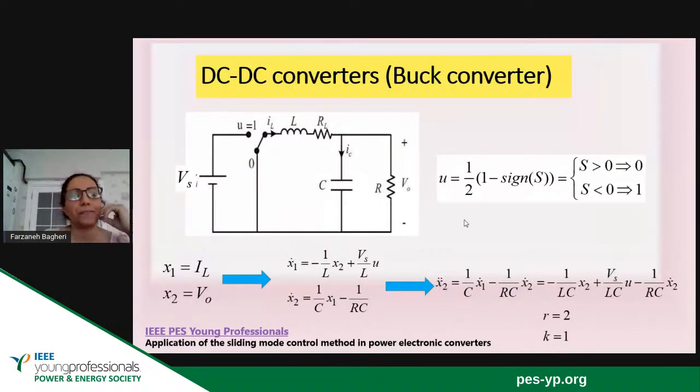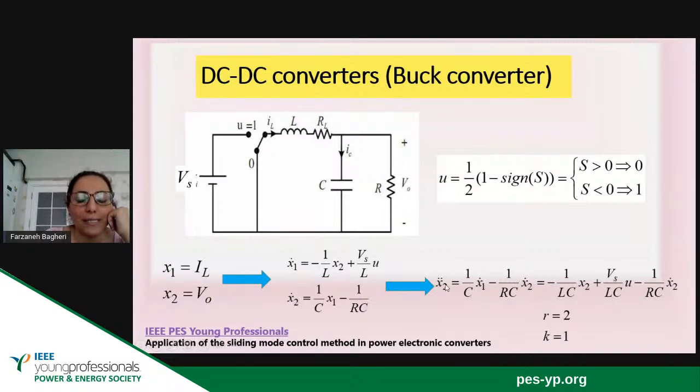So for designing the control method, first of all, let us look at our target. What is the target? My target is to control the output voltage. So for such a target, I will define two state variables, x1 and x2. x1 is the inductor current, x2 is the output voltage. If you go through the mathematical model of the system and find the state space equations, we have x1 dot and x2 dot.